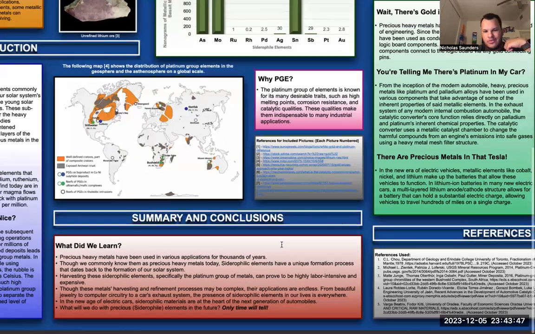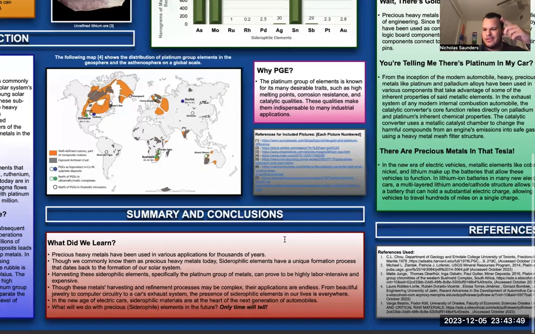So, what did we learn? We learned a lot of things. I'm talking very fast, but whatever. We learned that precious heavy metals have been used in various applications, from jewelry to manufacturing processes to cars to computers. Though we commonly know them as precious heavy metals, siderophile elements have a unique formation process and harvesting process that makes them very unique and deeper than just precious heavy metals. That's too general, too not specific.